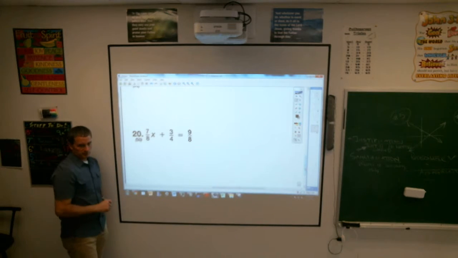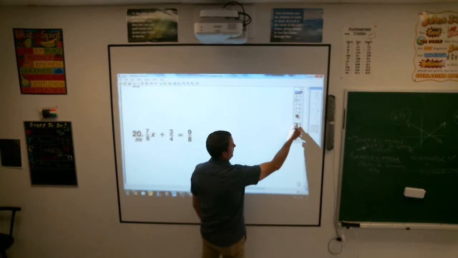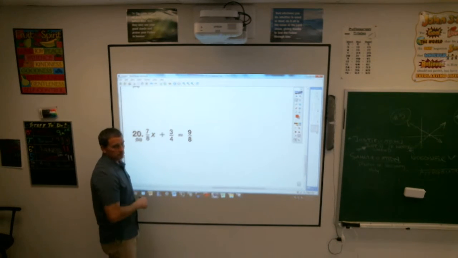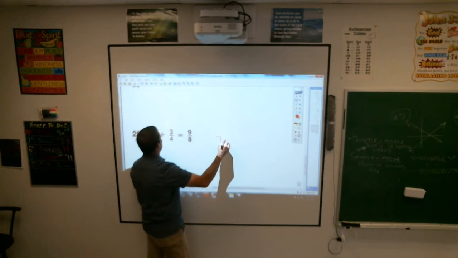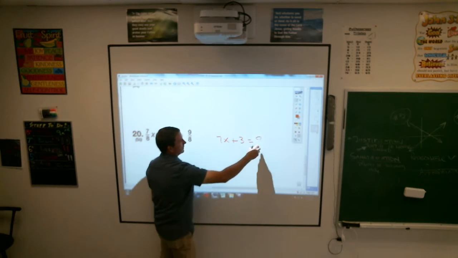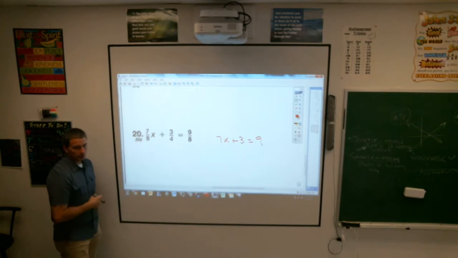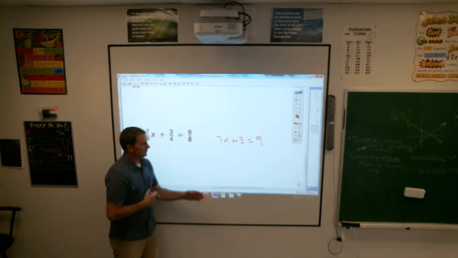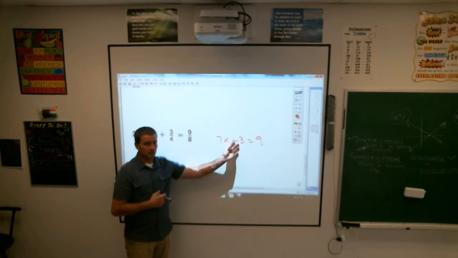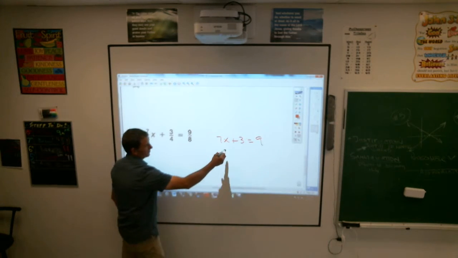Aubrey, what do you have to do first? Any equation. What if it didn't have fractions in it? What if it was 7x plus 3 equals 9? What would you do to that to solve for x? Anybody? You want to get x by itself. Elijah? Subtract 3. Right, you always get rid of the addition and subtraction stuff first by doing the opposite. So here I would subtract 3.